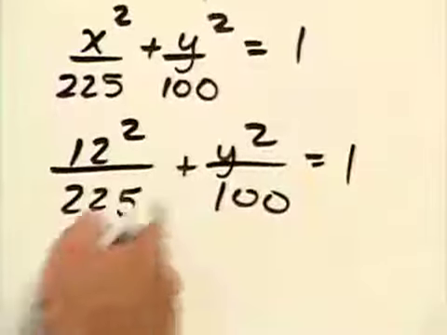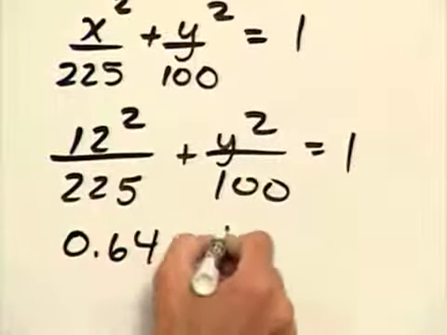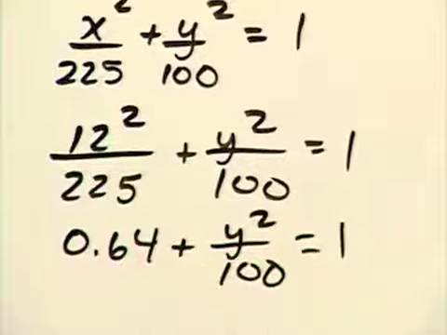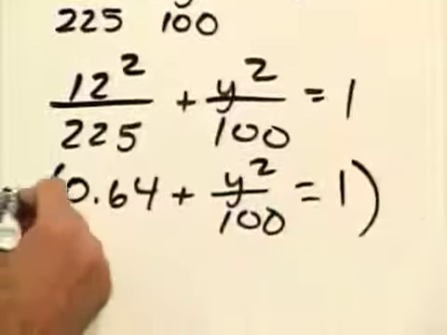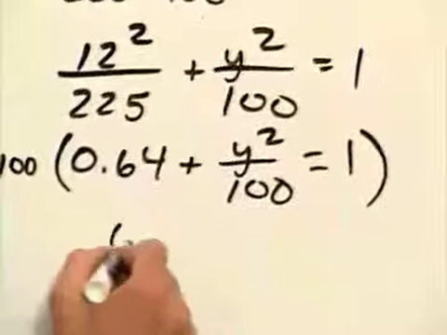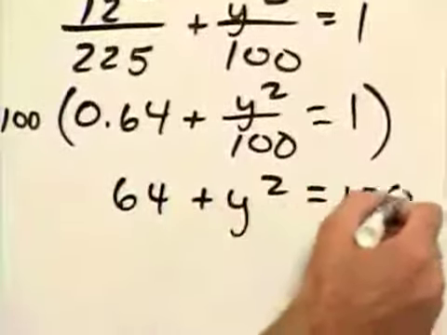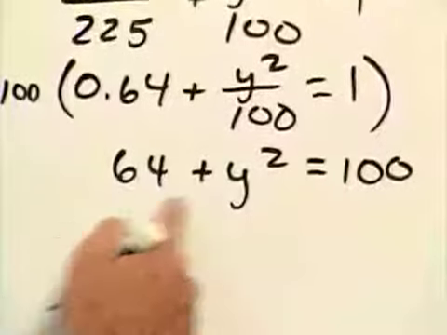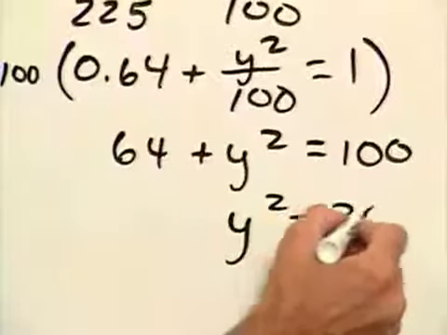And if I simplify this first fraction, I get 0.64 plus y squared over 100, and this equals 1. And now if I multiply both sides of my equation by 100, I will not only clear my fractions, but I'll also clear the decimals. I will get 64 plus y squared is equal to 100. Now if I solve this equation for y, here's what I'll get. Subtracting 64 from both sides, I get y squared is equal to 36.